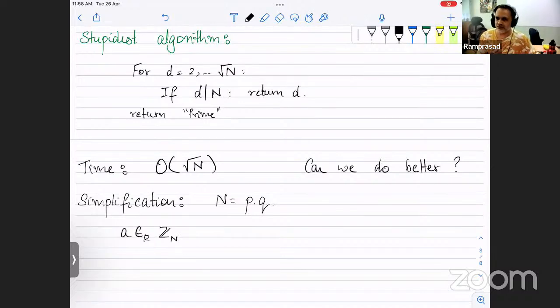Okay, notice that the number of numbers less than n which are not co-prime to n is only about root n of them, so maybe like 4 root n or 3 root n. The only numbers not co-prime to n must be multiples of p or multiples of q. And if p and q are both roughly of the order of root n, there are only order root n multiples of p or q. So with very, very high probability, when I pick this a, it is very likely going to be co-prime.